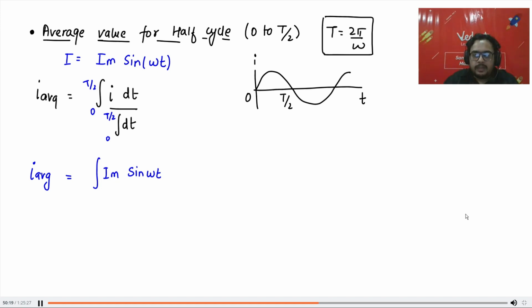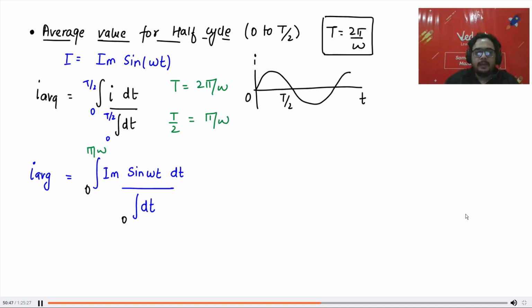Put the value of I, integration of I dt upon integration dt. What is the limit? 0 to T by 2. Now T is 2 pi by omega, so T by 2 is pi by omega. Am I correct? We divided by 2. So up to pi by omega upon pi by omega.